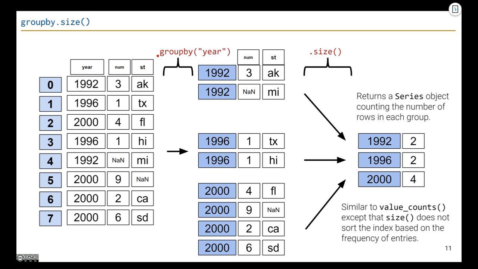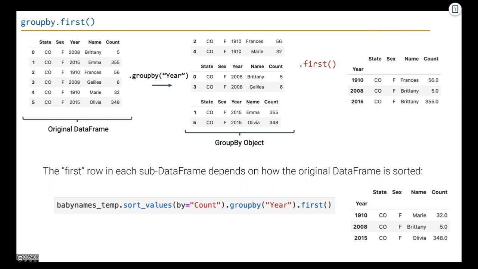Size, on the other hand, is just going to be returning the number of rows in each group. So that's going to return a series. And yes, you could also get this information using a value counts call. And really the only difference is basically how they're sorted.